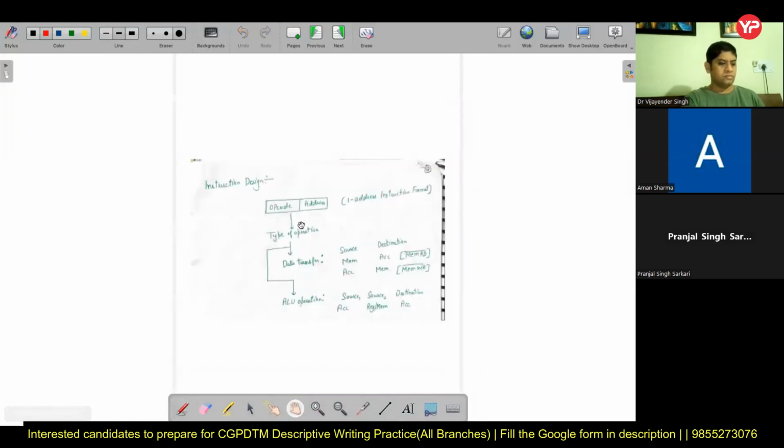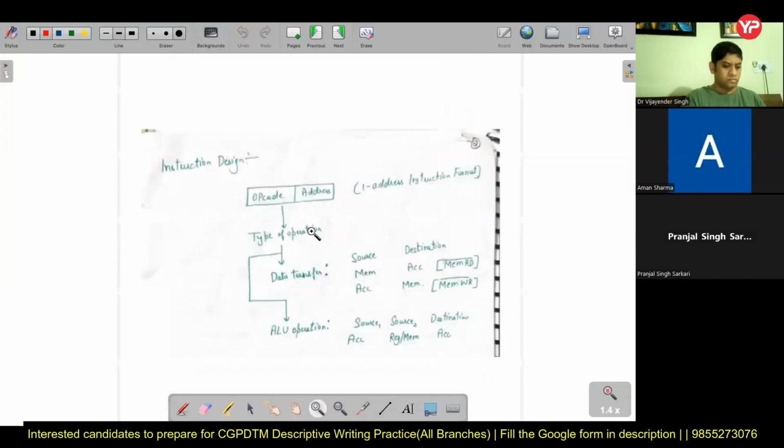So first you will show the instruction design. What is it? That you will have an opcode and an address, which is a one-address instruction. So it should be a one-address instruction format. Now using the opcode, you are telling the type of operation; there are two types of operation.